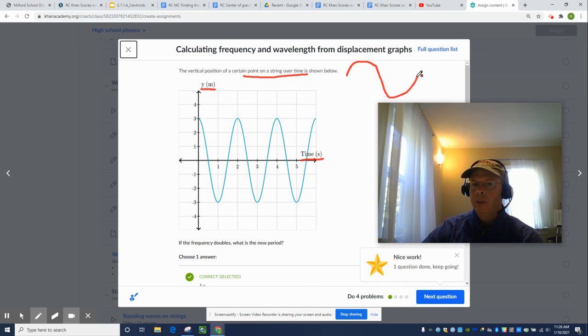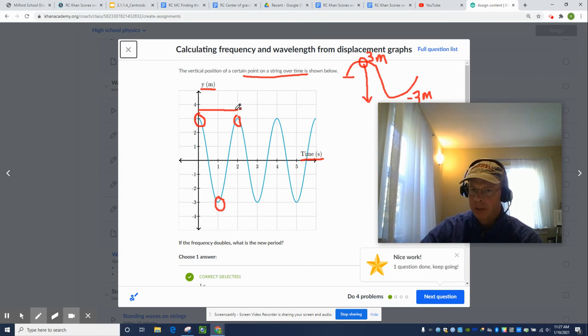It's hard to imagine this system, jiggling a slinky or something like that, because it starts 3 meters away from the equilibrium position. So this is 0 seconds. 3 meters above the equilibrium position right here. And then 1 second later, bam, it's 3 meters below the equilibrium position. All right, so that means it takes 2 seconds to get through 1 cycle.